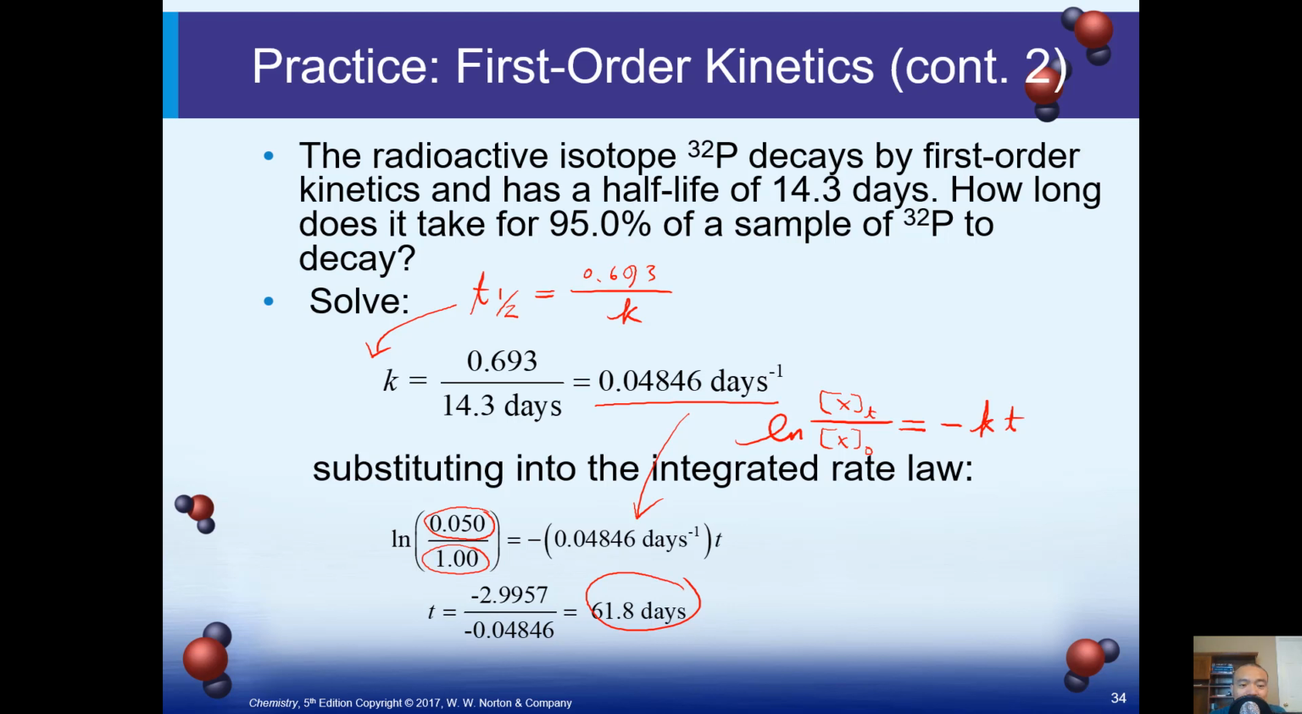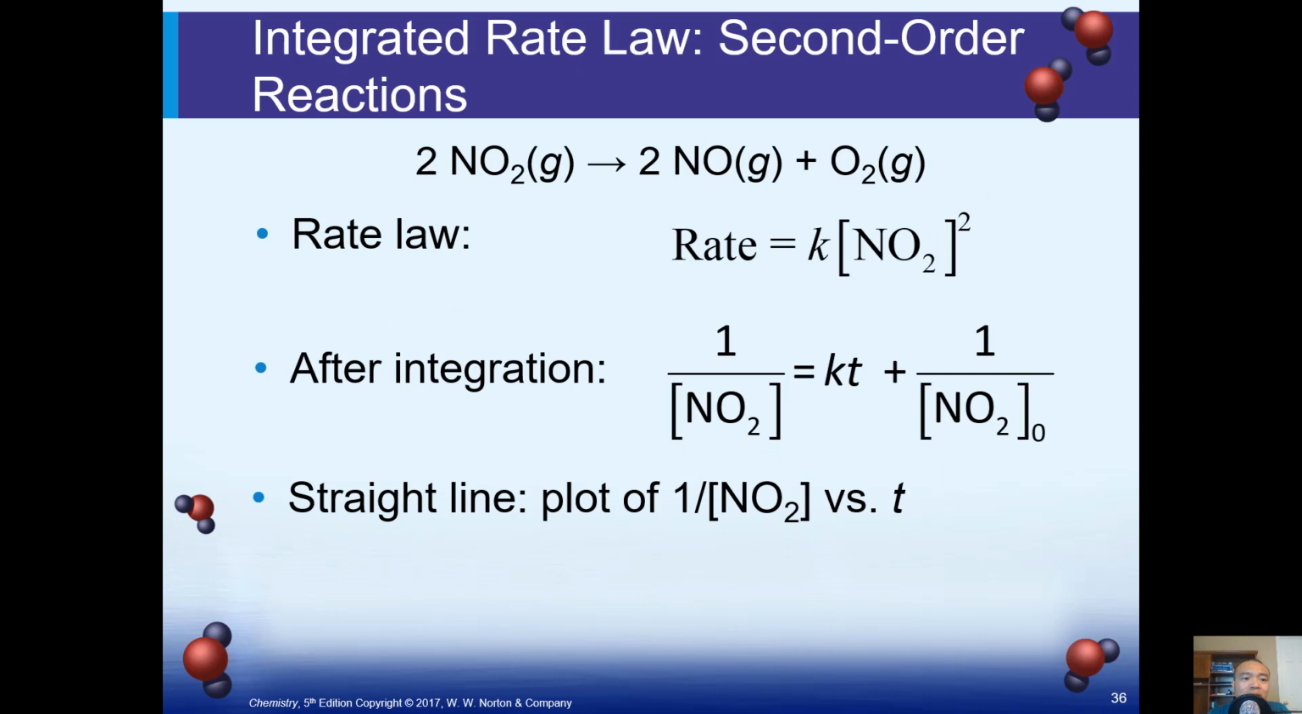As we can see in this question, first we use the known half-life to calculate the rate constant K. Then use the rate constant K and substitute this in the first order reaction. We can calculate the time it takes to consume 95.0% of the sample. Now let's switch gear and look at the second order reaction.